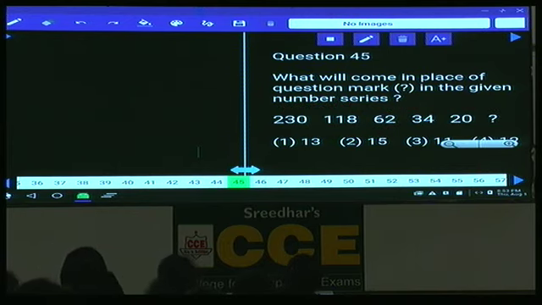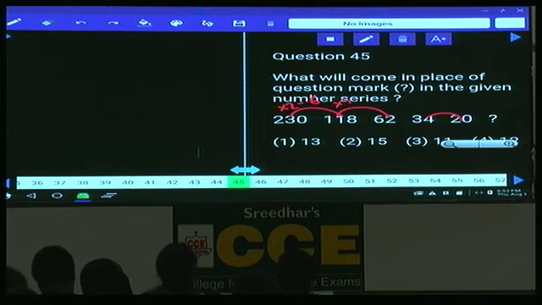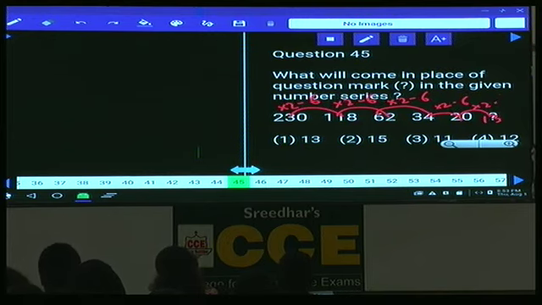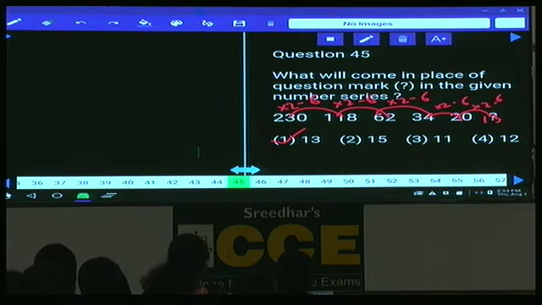Then 45, 20, 34, 62. Now 20, 34, 62 numbers are in the increasing order. Hence we need to go in the reverse order. 118 and 230, 118 into 2 minus 6, 62 into 2 minus 6, 34 into 2 minus 6, 20 into 2 minus 6. Now 20 plus 6 is 26, divided by 2, 13. Now 13 into 2 minus 6. 13, choice 1. Done? Now this is about question numbers 41 to 45.